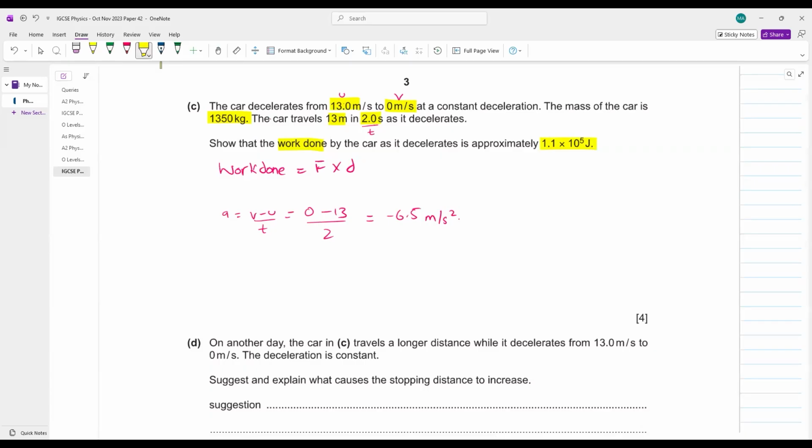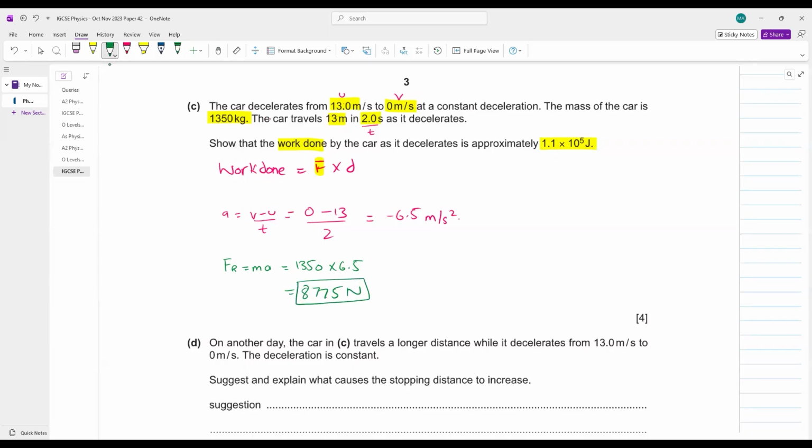How will you calculate this force? This resultant force is equal to mass into acceleration. What is the mass? 1350. What is the acceleration? 6.5. Multiply. 1350 into the answer. This comes out to be 8775 Newton is your force.